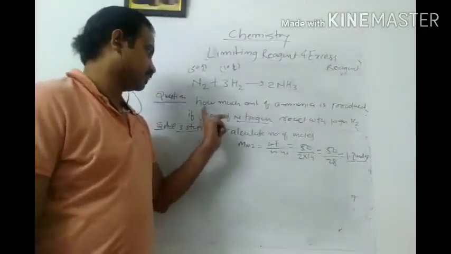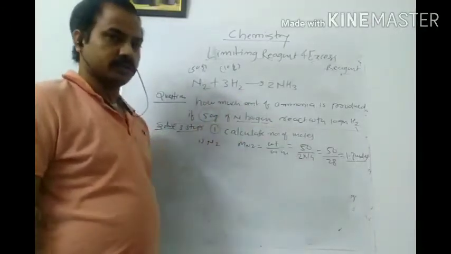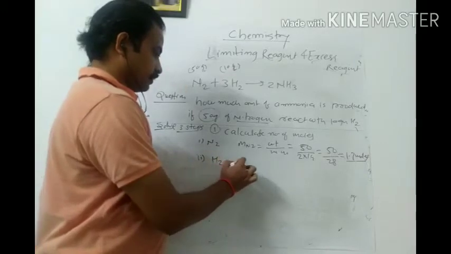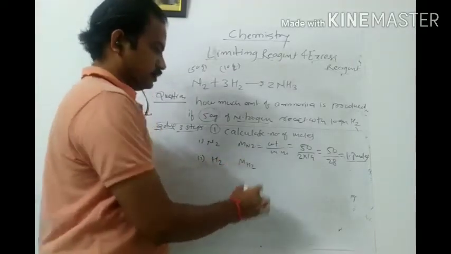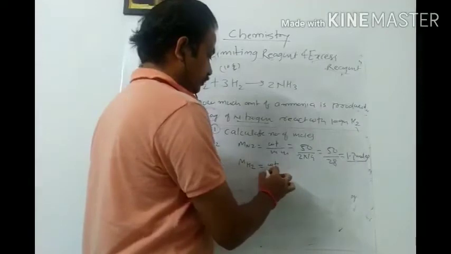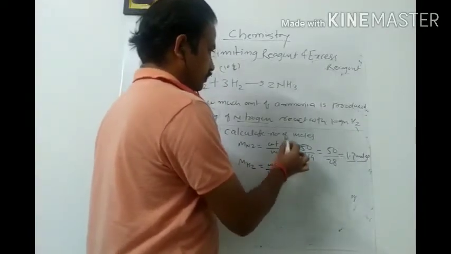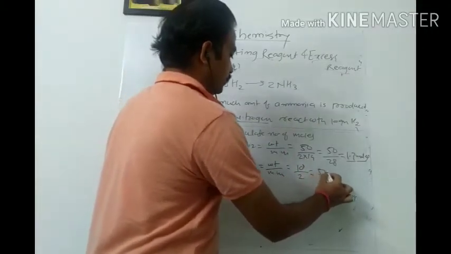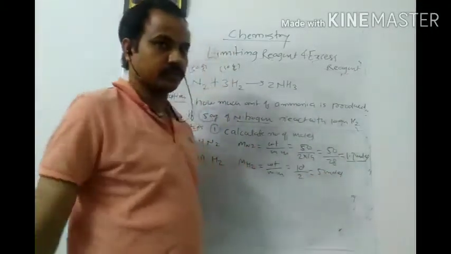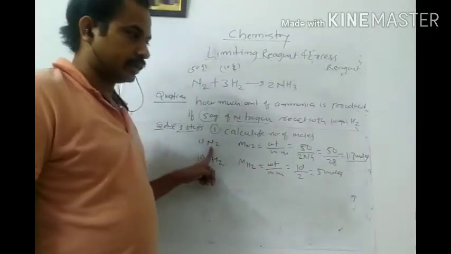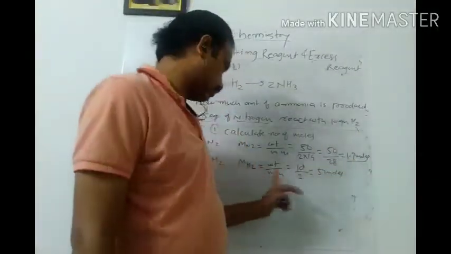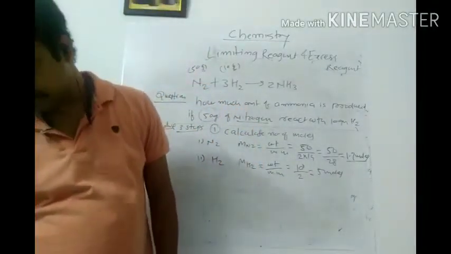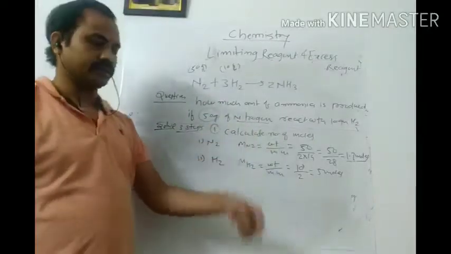The number of moles of nitrogen in this compound is 1.7 moles, and for hydrogen, the number of moles is again the same formula, weight upon molecular mass. Weight is already given as 10 and molecular mass is 2, so I can write 5 moles. So the number of moles for nitrogen is found to be 1.7, and for hydrogen it is 5. This is your first step: calculate the number of moles.